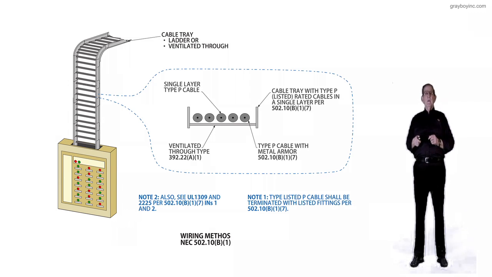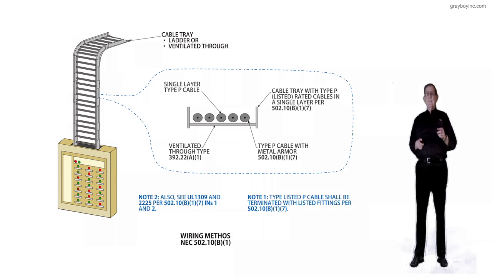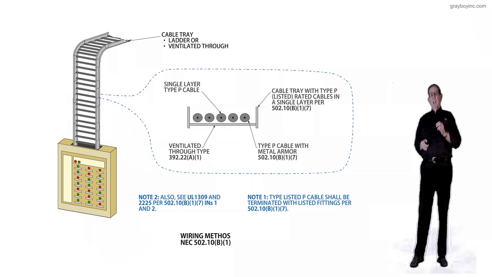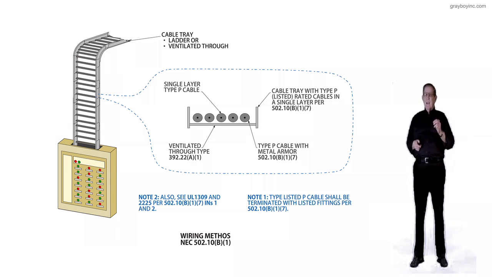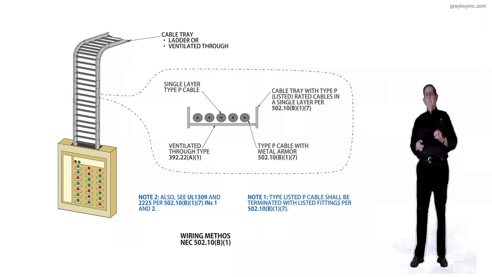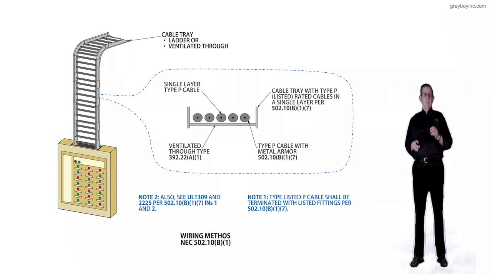The cable tray, remember now, is defined in 392.2, and raceways are defined in 300.17, and the informational note lists those type of wiring methods. Now, let's review Note 1. Note 1 states type P cable shall be terminated with listed fittings as outlined in 502.10(B)(1), item number 7.